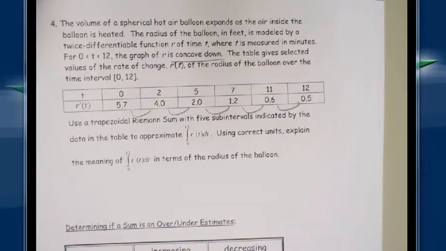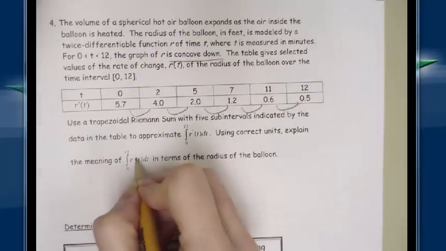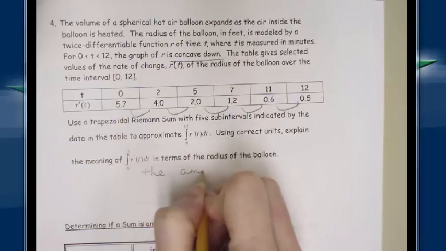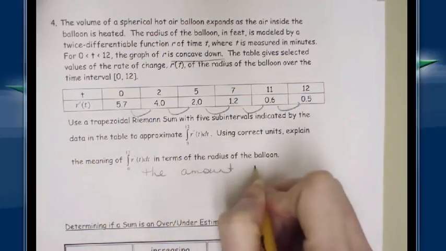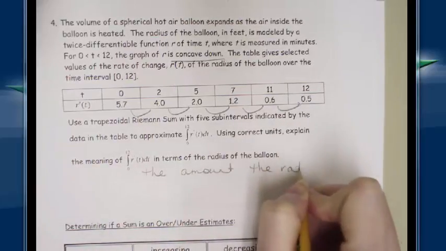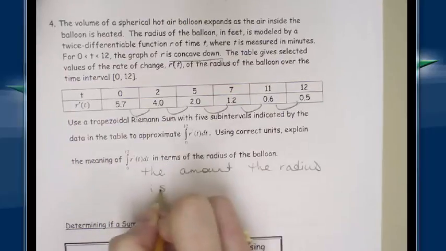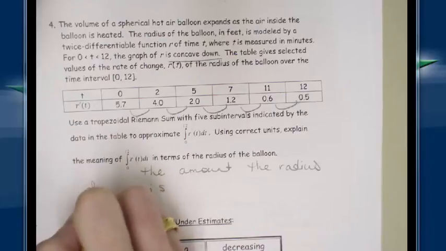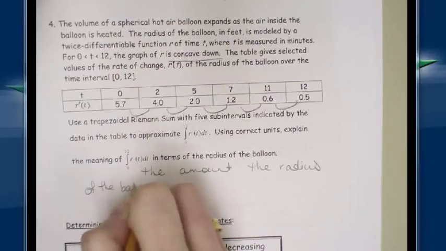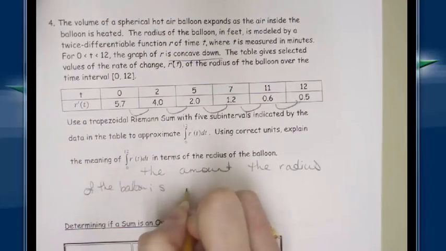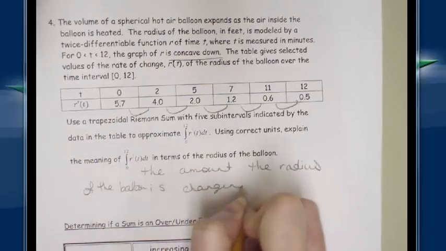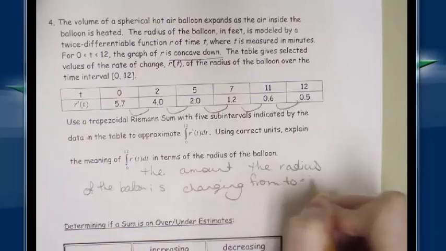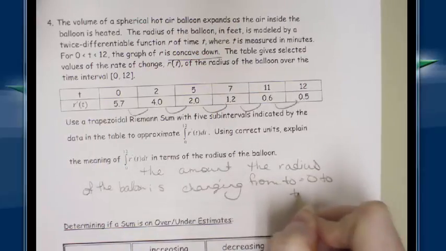So if I'm looking at the antiderivative, the derivative here, that's the amount the radius is changed, the radius of the balloon is changing from t equals 0 to t equals 12.